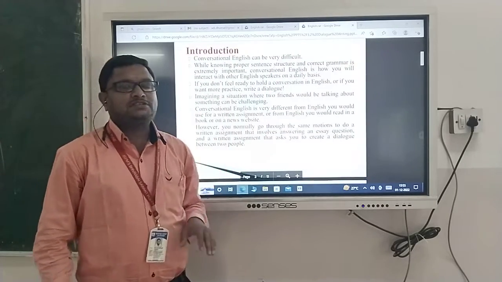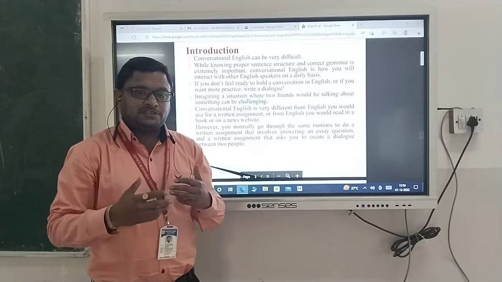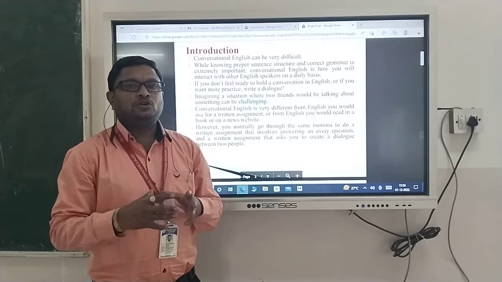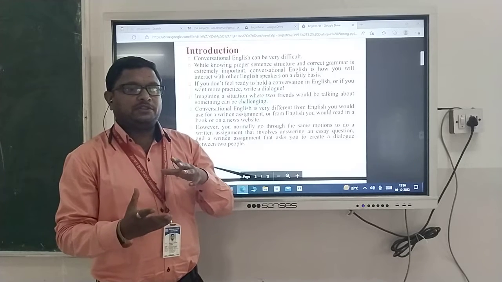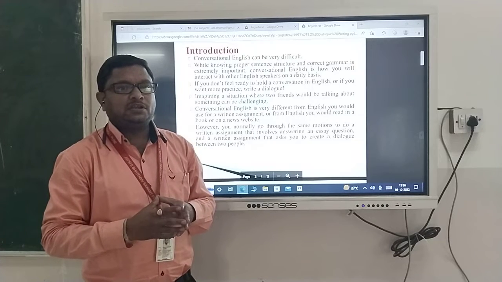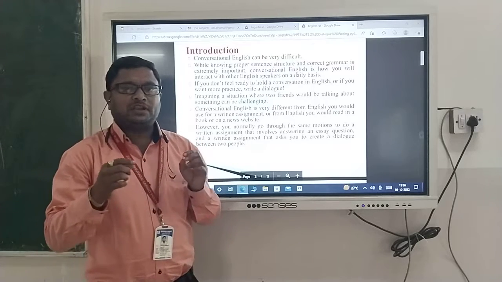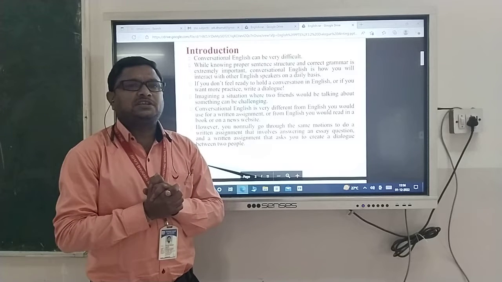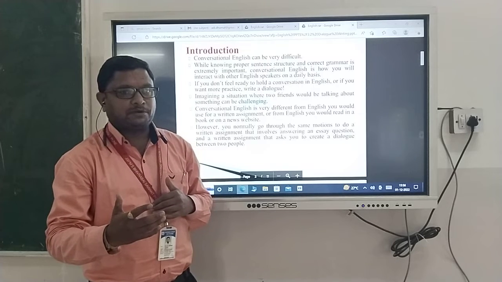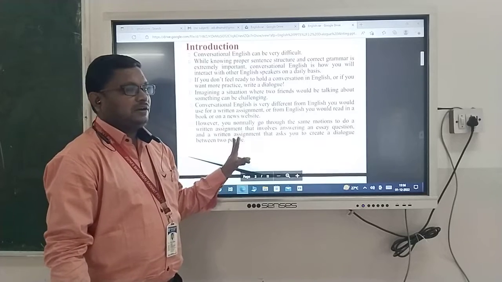The first slide tells us about the importance of conversation. Dialogue means a conversation between two persons, either formal, official, or informal, friendly communication. Dialogues play a very vital role over there. When we use language for writing, it is a different task than when we use language for speaking. So today we will see how to write a dialogue.